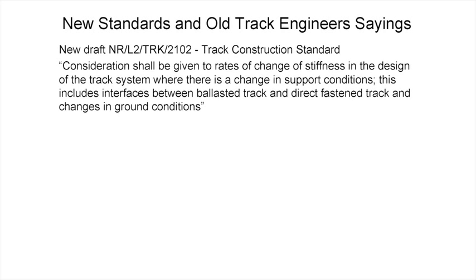A couple of last things just to finish. A bit about new standards and old track engineers' sayings. 2102, the track construction standard, in draft at the moment, due to be published in December. We've actually included some bits about formation. So think about the formation stiffness when you're designing it. Think about the change in support conditions. Think about the interfaces, particularly between ballasted track structures or non-ballasted.